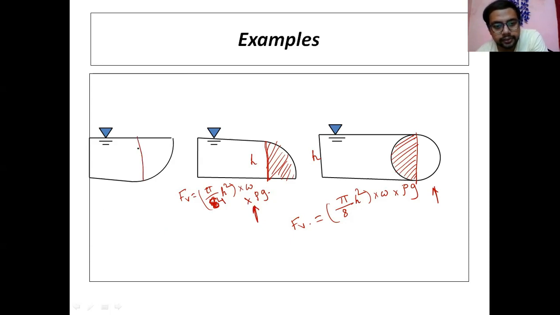In here, the portion supported by this surface has nearly the same value, which will come in the downward direction. Here the force will come with the same value, in the downward direction. So in this way, you can solve this kind of problem.